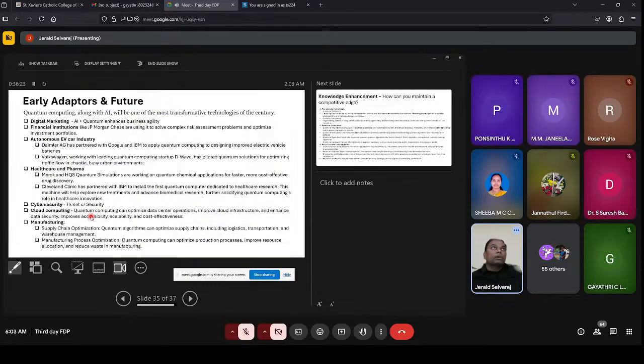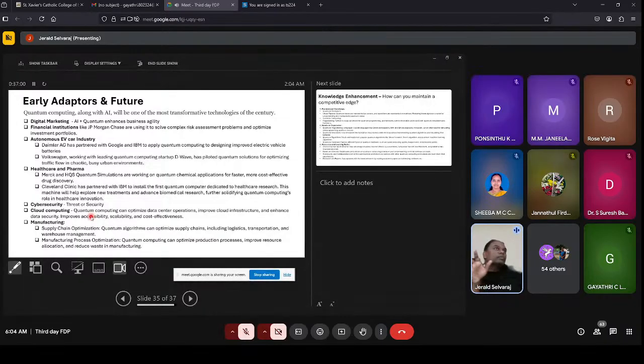Okay. So now we are almost there to wrap up this session. What are the early adopters and what is the future for quantum computing? As I explained, quantum computing along with AI is the more transformative technology of the century. With the help of that, it is going to enhance so many businesses across different organizations. I picked a few examples to highlight the areas quantum computing is going to impact. One is digital marketing.